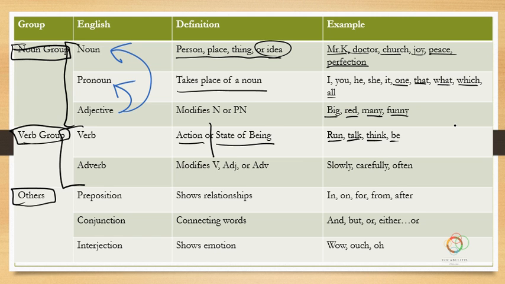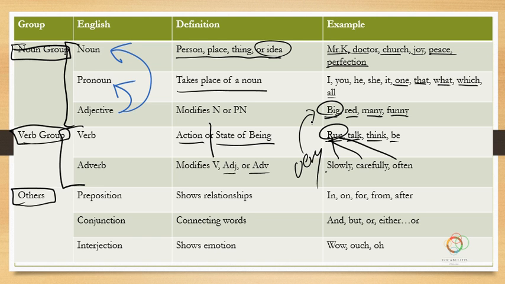An adverb is a modifier just like an adjective is. But adverbs mostly modify verbs, but they also modify adjectives and adverbs as well. Let's say you have a verb like run. How do you run? You run slowly, you run carefully, or you run often possibly. Or if you have an adjective, let's say big, how do you modify it? With a word like very. It's very big, very red, very many.